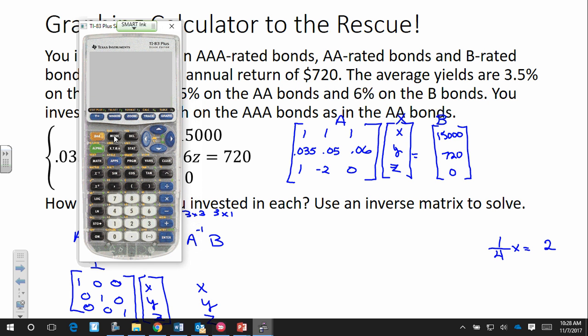Okay. And we go get A inverse. So second matrix. This time we want the name. We want to go get A. And if we want its inverse, we're going to use the inverse button. Looks like x to the negative 1, but it's not. It's the inverse button. So we hit the inverse button, and we can put a times sign in there, but we don't have to. And we can simply say, go get matrix B now. So second matrix, and go get B. So it's saying, let's take A inverse times B, and we press enter, and now we know how much money to invest in each.